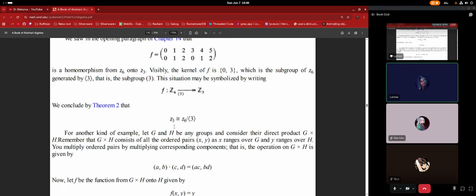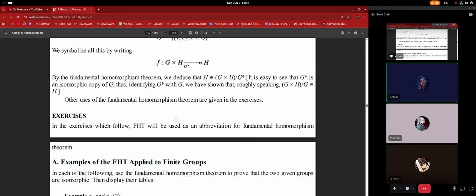But my understanding is that this is always going to be true, though. Like, you're always going to be able to create the isomorphism. If you have a homomorphic image, there will be a way to represent it as a quotient group and vice versa. Pretty cool.